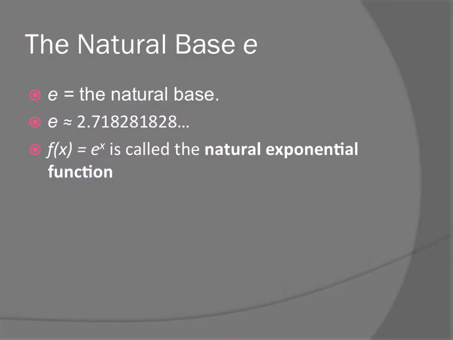Okay, now we get to something called the natural base. So e is a symbol that represents a number, kind of like pi, okay? It's an irrational number, which means it doesn't repeat and it doesn't end. It is 2.71828182, and so on and so forth. We approximate it as 2.7 if it ever says to approximate it. And it's called the natural exponential function if it's raised to the power of x.